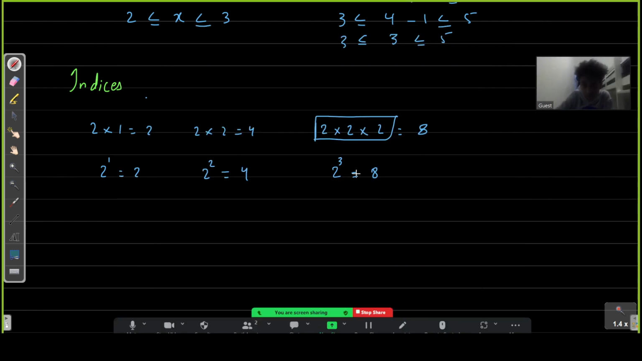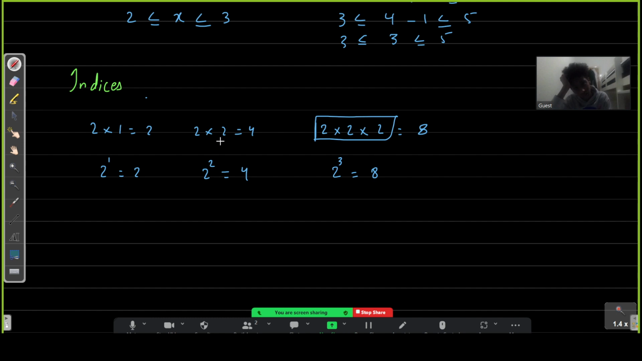So you got it? Why we need indices? Because if we multiply 200 times, like I'm going to say 2 multiplied by 2 multiplied by 2 multiplied by 2 multiplied by 2, it will take too much time. So we simply use the power, which we write on the top of the number. This tells how many times that number is multiplying with itself.